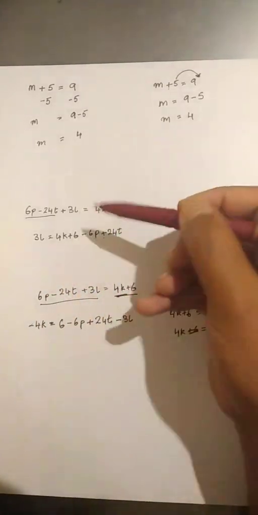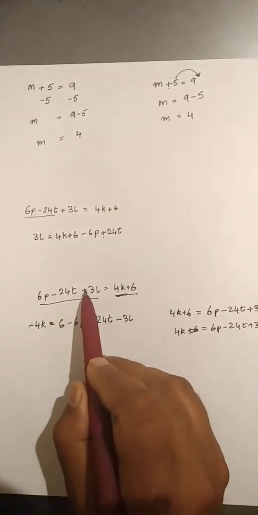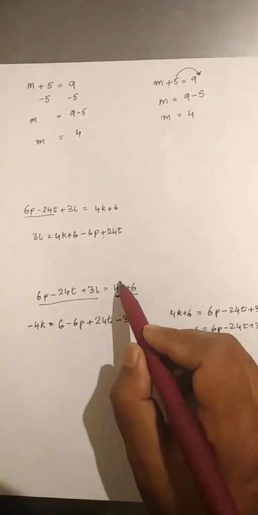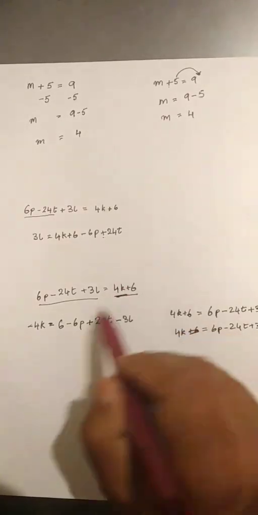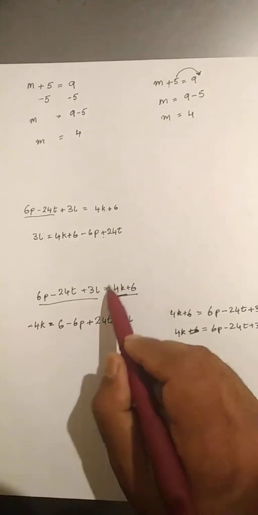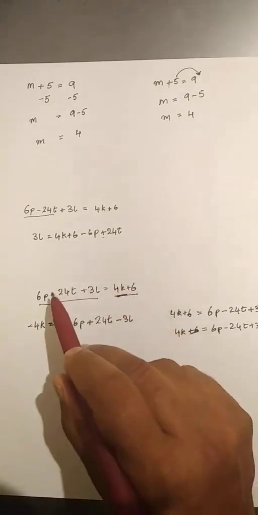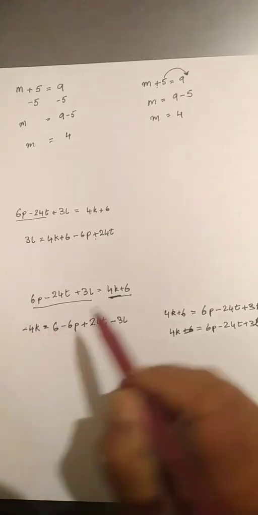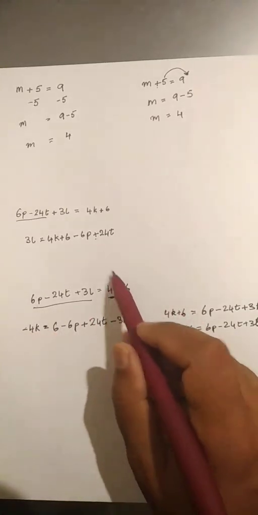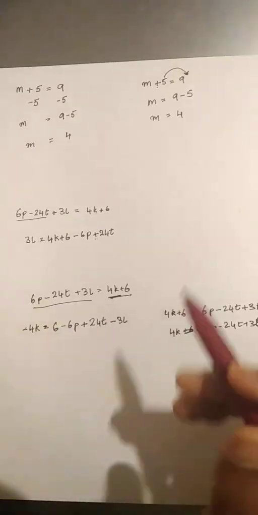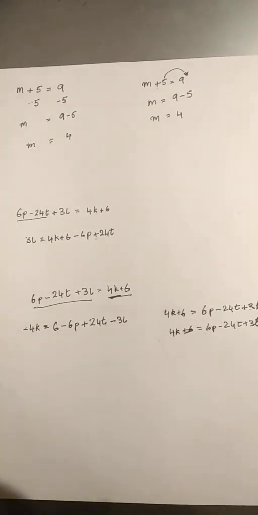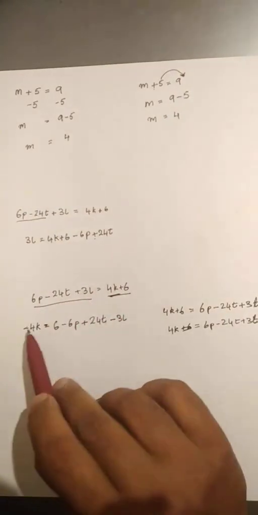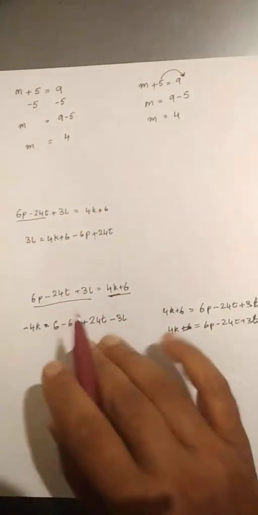Now let's look at this same equation, 6p minus 24t plus 3l equals 4k plus 6. What if I want to keep 4k on the left hand side? Let's take this 4k and move it to the left hand side. What will it become? Minus 4k, because when we move an additive or subtractive term across the equality, its sign changes. So we get minus 4k.